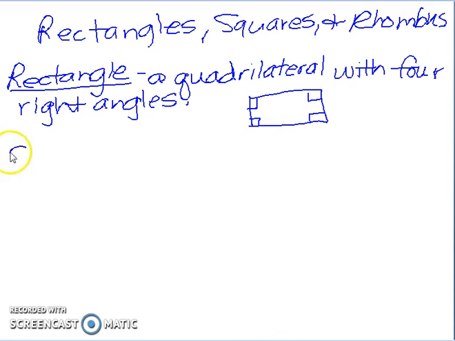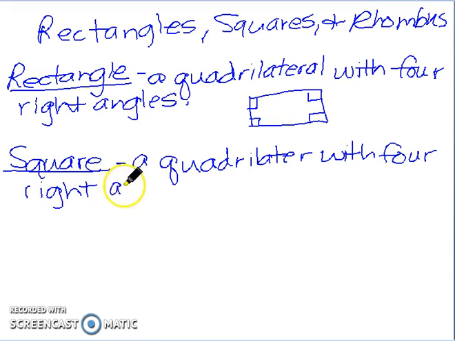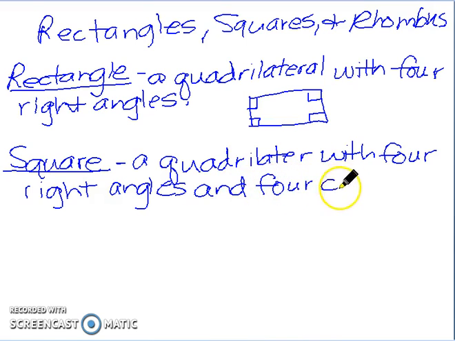Our next shape is a square. And a square is a quadrilateral with 4 right angles. That is exactly the same as a rectangle. They both have part of the same definition. But with a square, we're going to add that it has to have 4 congruent sides.